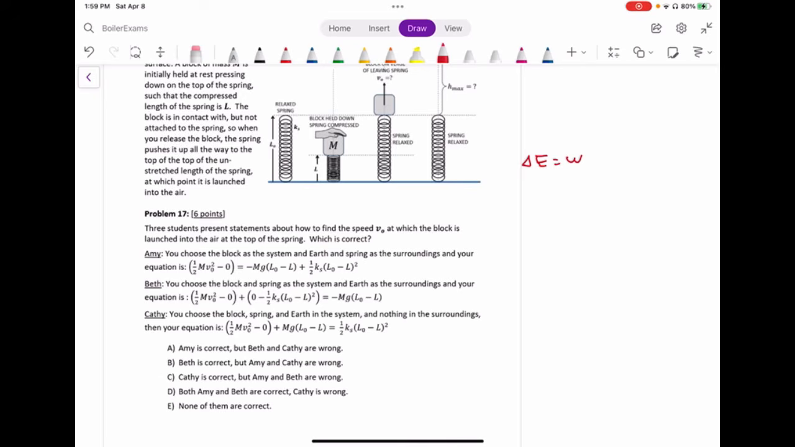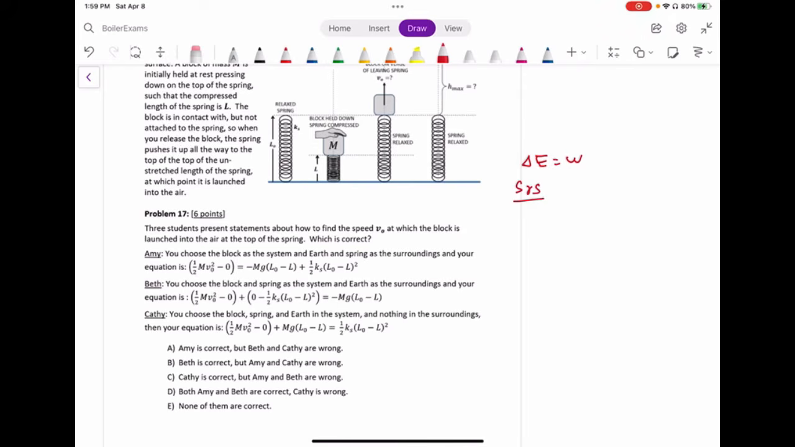So if we just look real quickly at the answers, all three, Amy, Beth, and Kathy, their equations are completely equal. If you can imagine adding over Beth's Ks value, it would be exactly the same as Amy. And if you subtracted over mg for Kathy, it would be the same. So how are some of these people wrong? It seems ridiculous, but the gist of the problem is they want to see if you can put things on the right side of the equation.